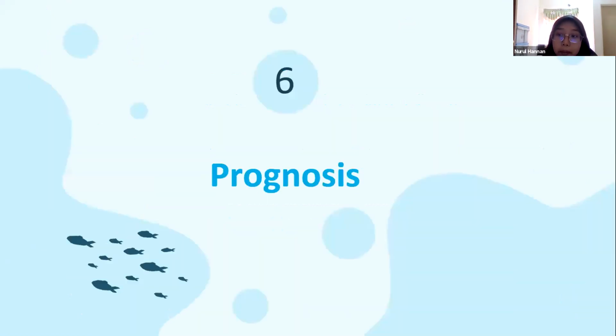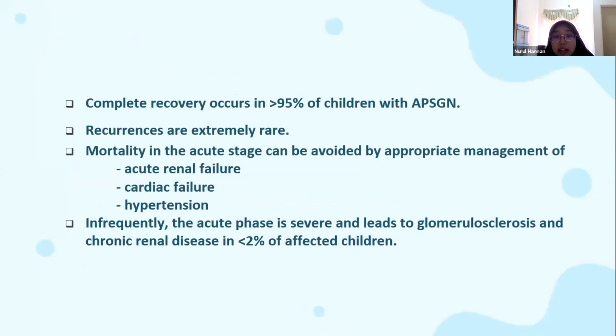Okay, so for prognosis, usually it is complete recovery, and it is more than 95% of children with acute post-streptococcal glomerulonephritis will have complete recovery, and recurrence is extremely rare, and mortality in the acute stage can be avoided by appropriate management of acute renal failure, cardiac failure, and hypertension. But very rarely, the acute phase is severe and will lead to glomerulosclerosis and chronic renal disease in less than 2% of affected children.